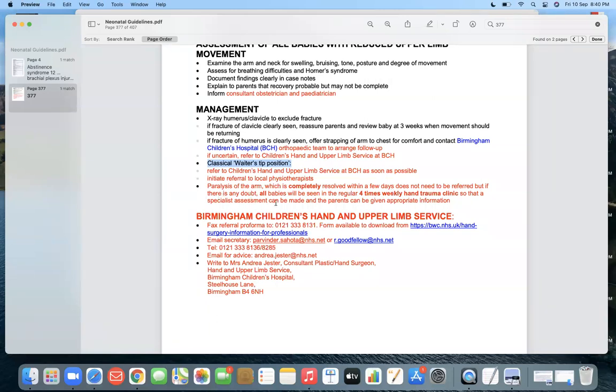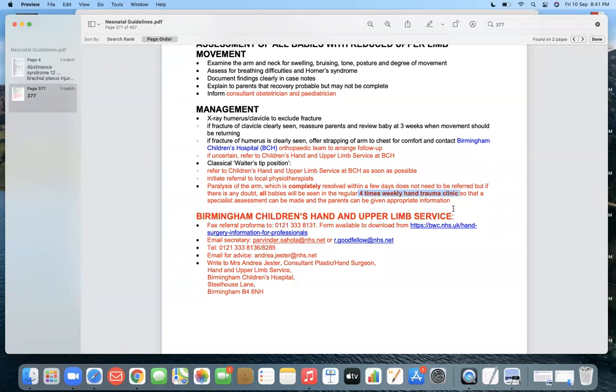But if there is any doubt, all babies will be seen in the regular 4 times weekly hand trauma clinic, so that specialist assessment can be made and parents can be given appropriate information. He is telling that if you have any doubt, they will be seen 4 times a week. I think the clinic must be 4 times a week. I don't think the same baby will be seen 4 times a week. That means weekly once it will be seen.